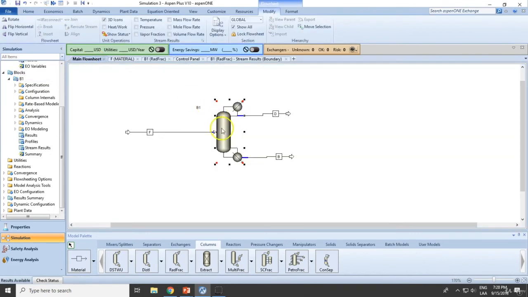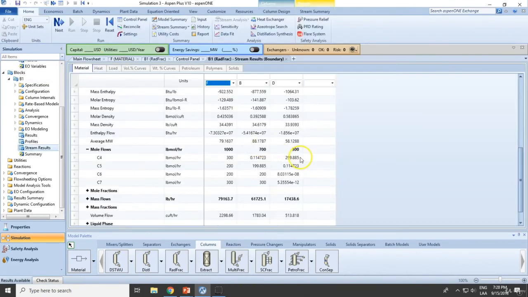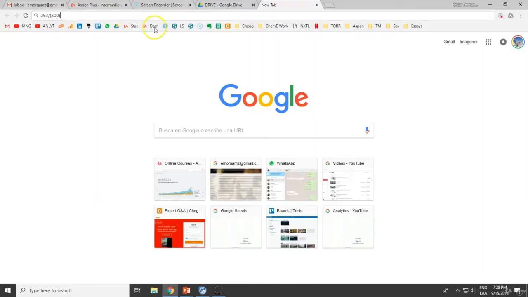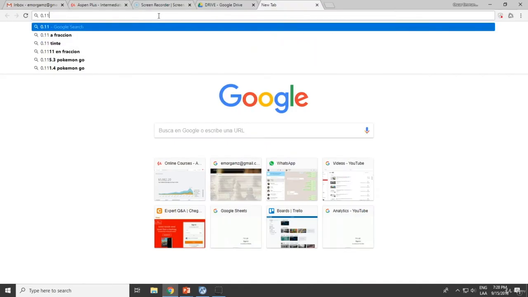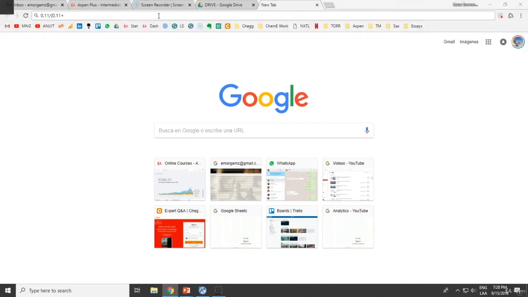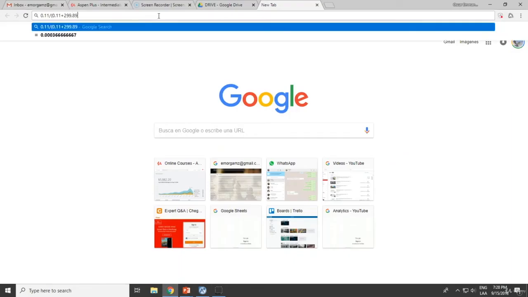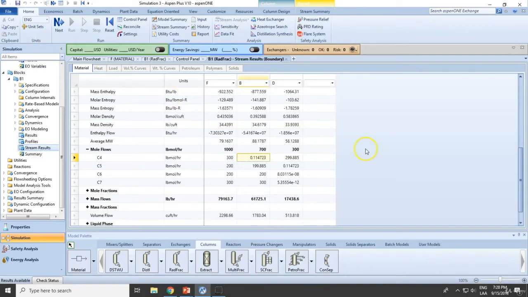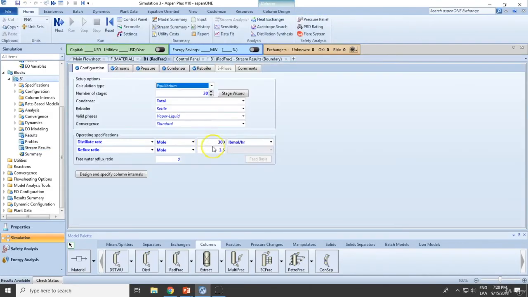Let's see how it goes. Now, I think we are pretty sure we are achieving the 99%. Let's just verify. Times 100. So yes, we are actually recovering 99.96%. So this is a good approach. Maybe what you want to do is start decreasing this value.